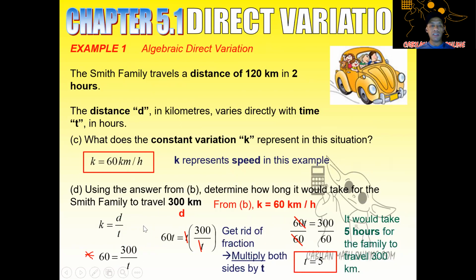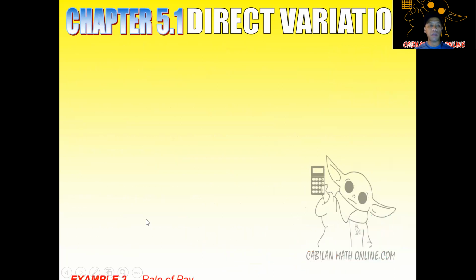Okay, so you can see here how we use information in a question and a formula, put the numbers in, and then solve it using the algebraic techniques we learned in a previous chapter, and we can come up with the answer from there. All right, let's move along here to the next part over here. So another example we're going to see here.